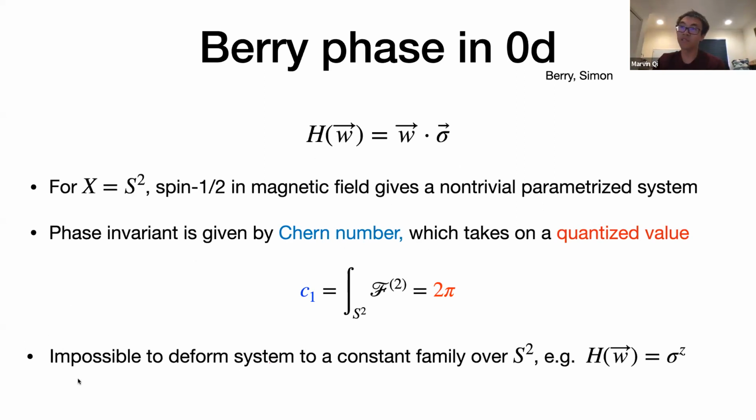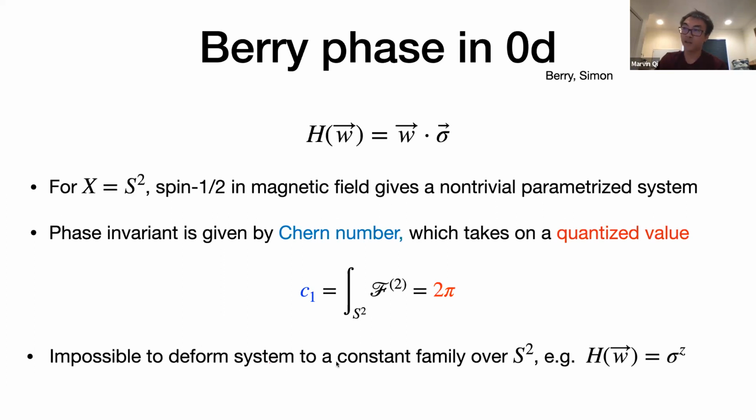So what this quantized phase invariant tells us is that it's impossible to deform the system into a constant family over S2. An example of a constant family would just be where I plug in some value of W, some W vector, and my Hamiltonian is just sigma Z. So it just doesn't even depend on W.